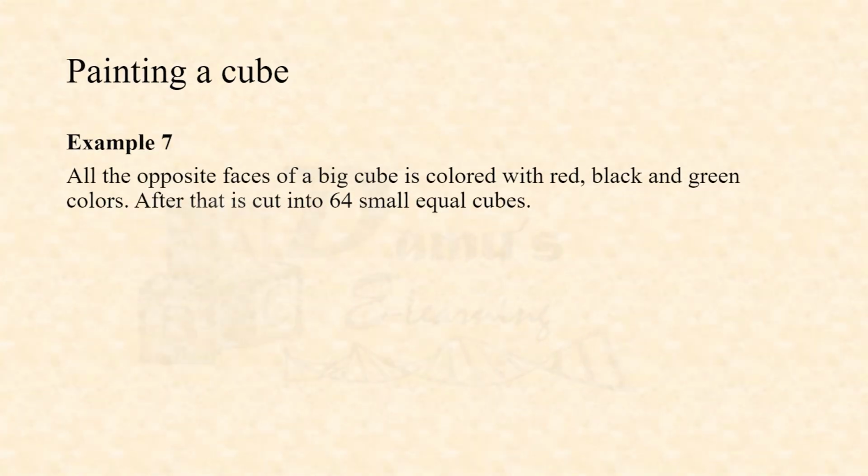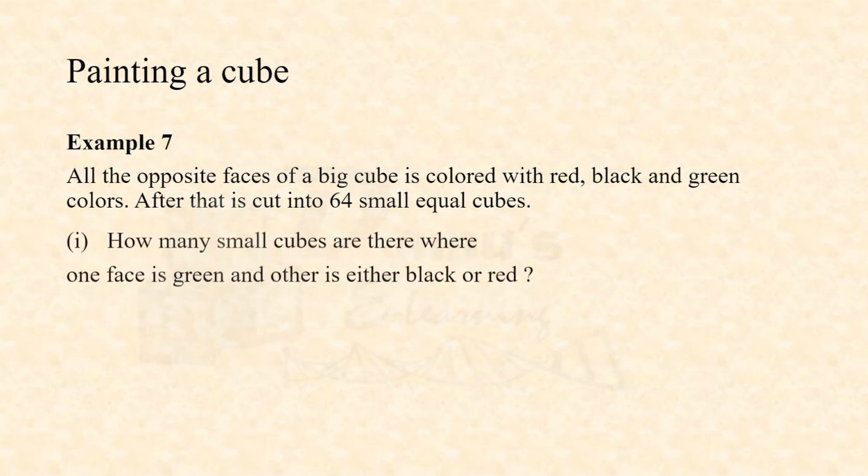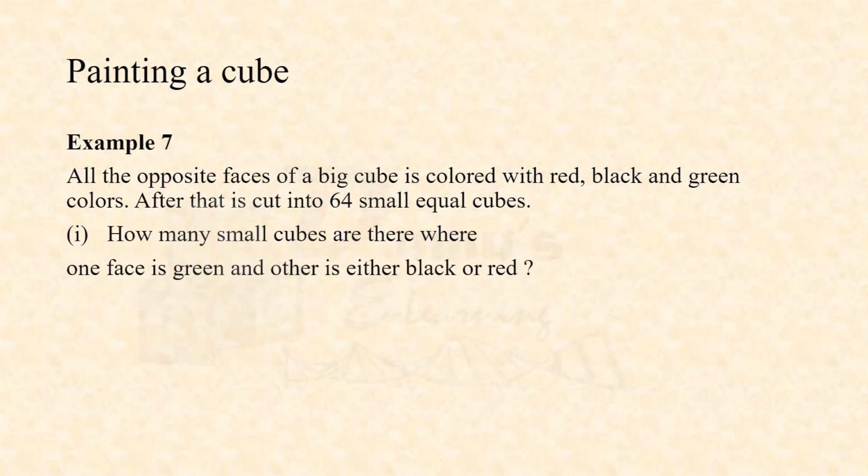Example 7. Opposite faces of a big cube are colored with red, black and green colors. After that, it is cut into 64 smaller cubes. How many small cubes are there which have one face green and the other either black or red?